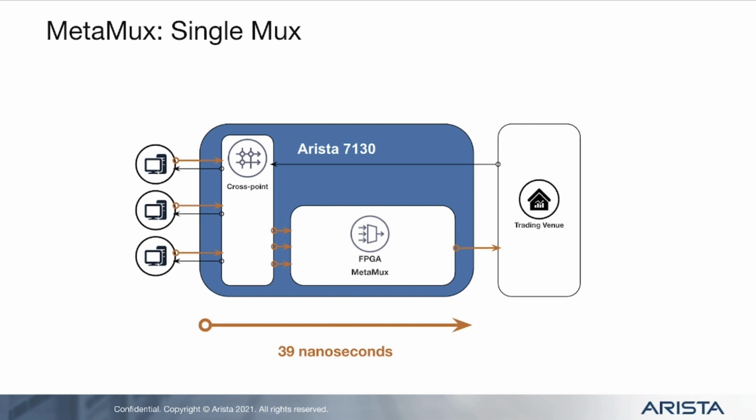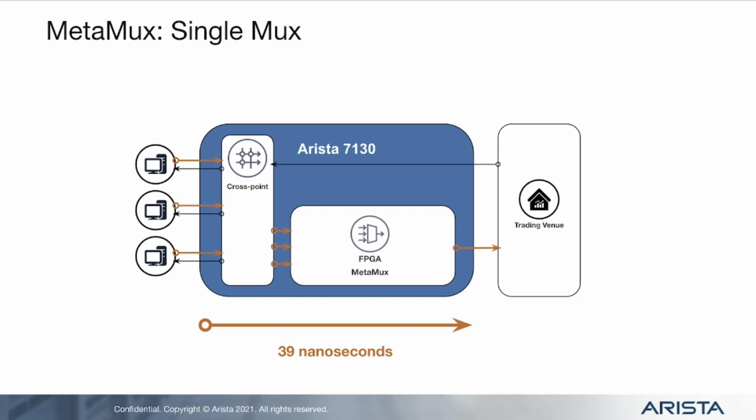Using Metamux, we can aggregate data from multiple machines into a single link using an average latency of 39 nanoseconds. This is the average latency, not the minimum, and was measured port to port on the front panel of the device, so it also already includes the latency of the SFPs.